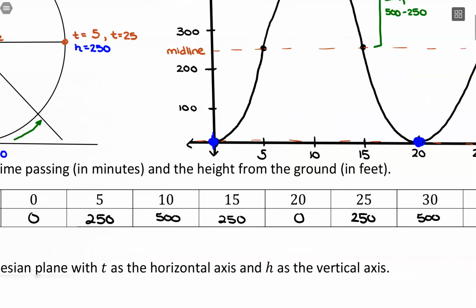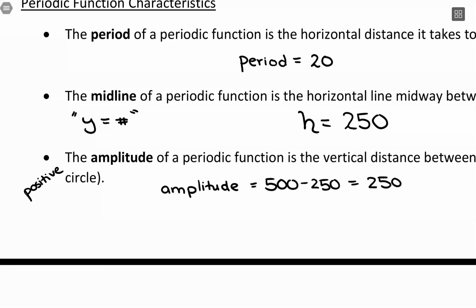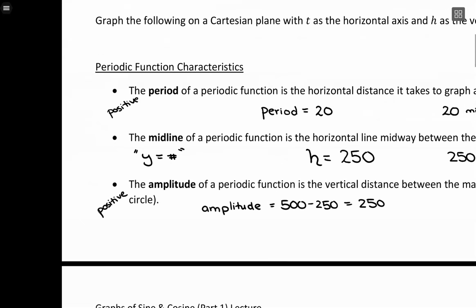So for us, the amplitude, I often write amp just for short. I'll write it out here. Amplitude is that maximum minus minimum. It should always be positive, as should the period. The midline, however, can be negative, because it can go to a negative part of our y-axis. So our amplitude is 250.